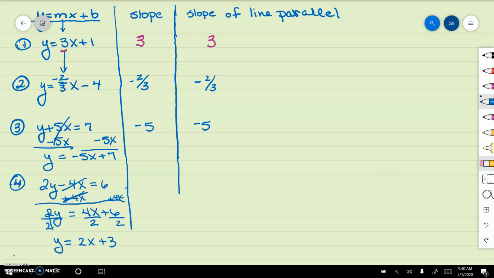So now we can name the slope, now that it's in slope-intercept form. Our slope for this line is 2. And our slope for the line parallel is, hopefully you guessed it, 2. So that's really it as far as what I want you to retain for today. I'm going to give you 4 problems to do on your own.